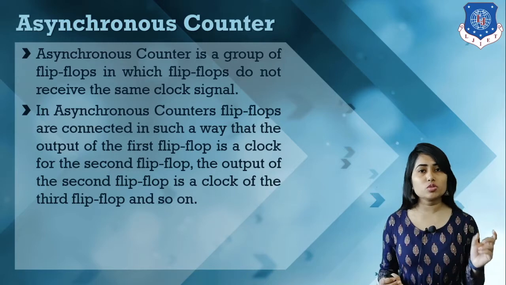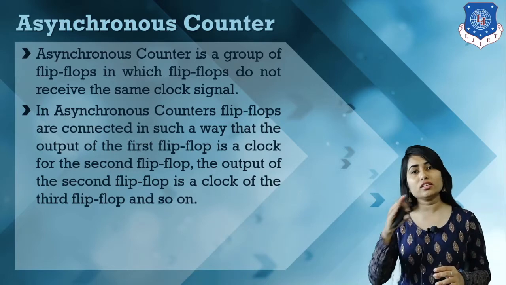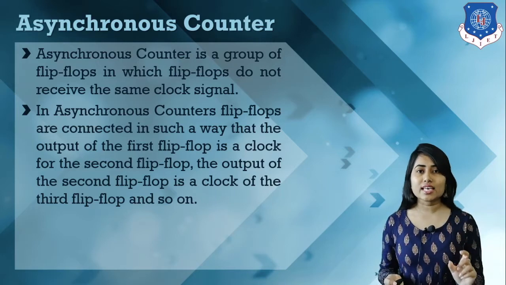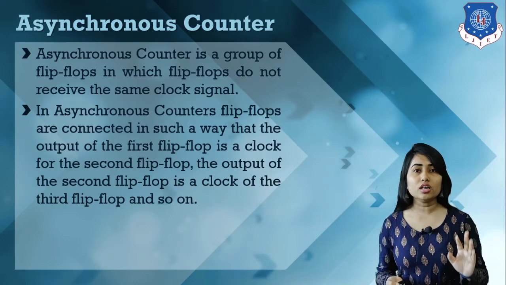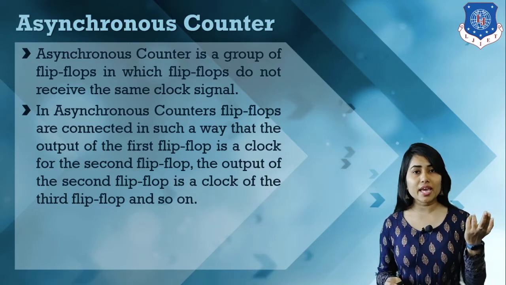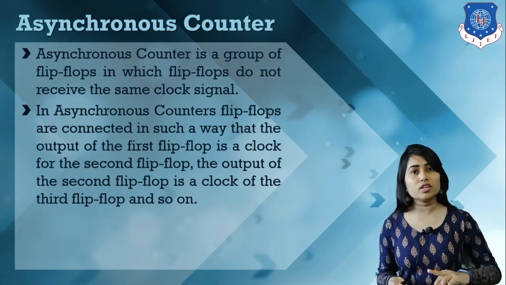First flip-flop will count the value, then the second flip-flop, and then the third. Because in the second flip-flop we apply the output of the first flip-flop as a clock, the first flip-flop is activated first, and after that the second flip-flop is activated.